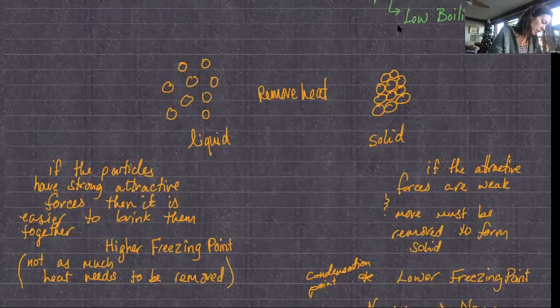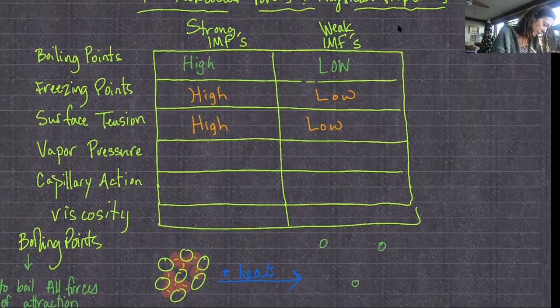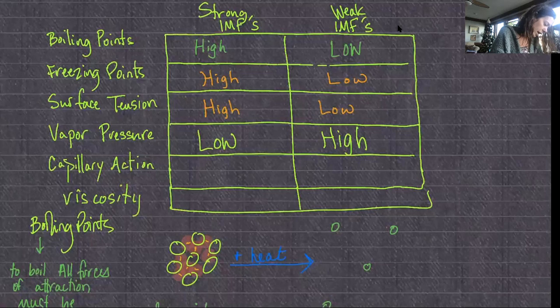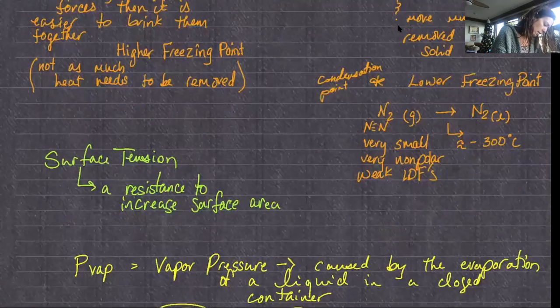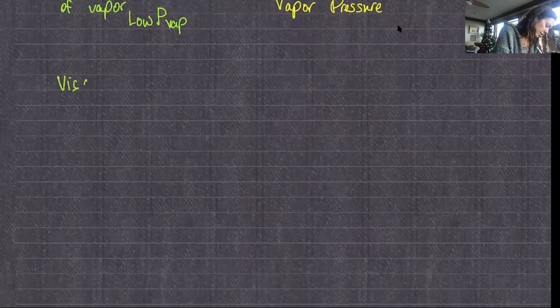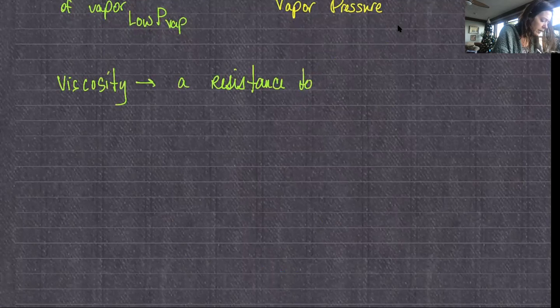Okay? So if we have strong IMFs, we have a low vapor pressure. If we have weak IMFs, we have a high vapor pressure. Capillary action, high, low, there's more to talk about there. Viscosity, high, low, and I do need to add one more. Viscosity is a resistance to flow. And all right, I'm not going to get too much into that.